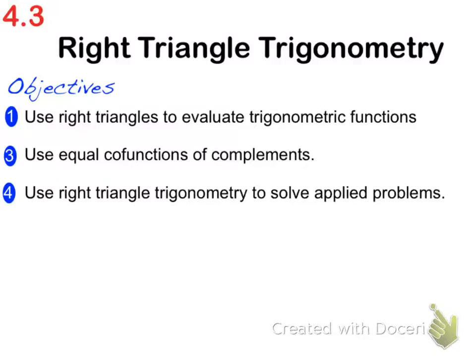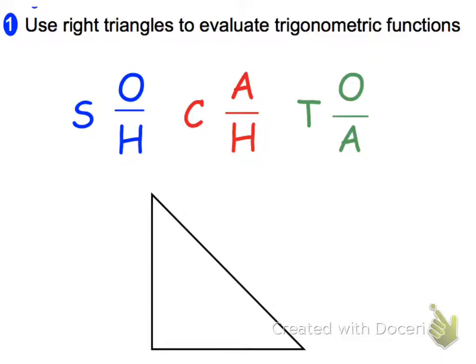This is section 4.3, and today we're talking about right triangle trigonometry. So the first objective that we're going to talk about today is how to use right triangles to evaluate the trigonometric functions. Now, this is our basic SOHCAHTOA that we've learned in geometry.